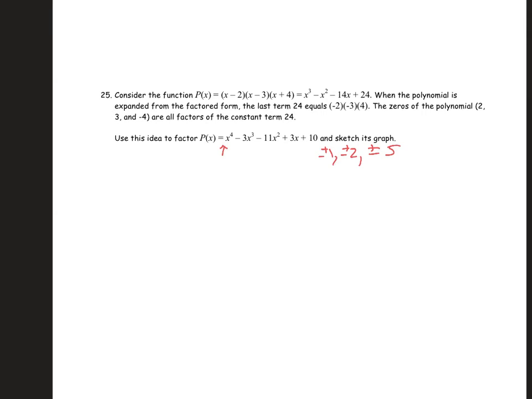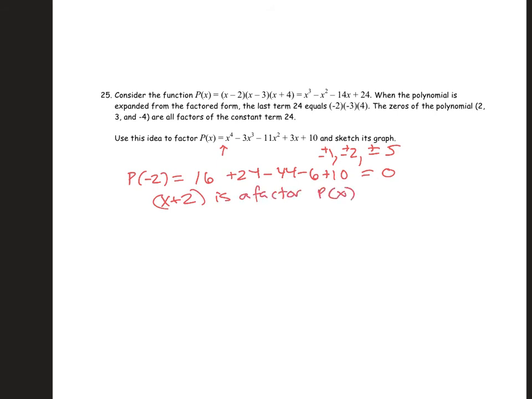Well, because I've done this before, I know that -2 will give us 0. I get 16, and I'm going to get +24, then I'm going to get -44, -6, +10, which indeed equals 0. Okay, so I know that because -2 is a zero, x plus 2 is a factor of p of x, which means it divides in evenly. So let's see what we get when we divide -2 in.